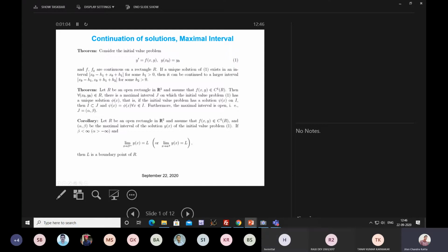And again, this is very important. The next line is very important. Furthermore, the maximal interval is open. So we are going to consider the maximal interval J to be an open interval alpha comma beta. Can you tell me why this maximal interval is open? Why it cannot be closed? Just give me one reason.